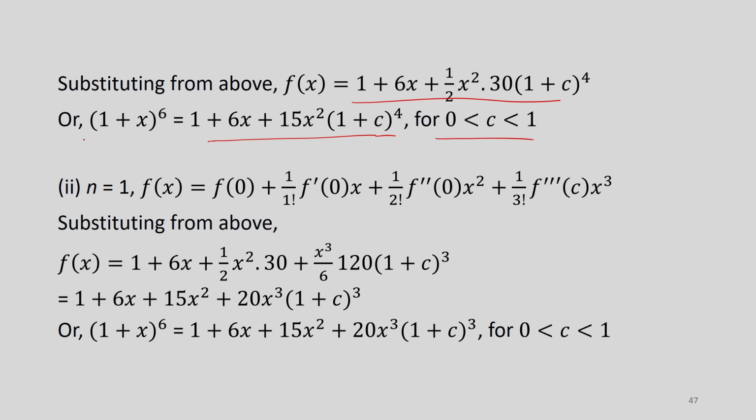And just remember that on the left hand side I have f of x. What is f of x? f of x is equal to (1 plus x) to the power 6. So, this is the answer. So, (1 plus x) to the power 6 is equal to 1 plus 6x plus 15x square multiplied by (1 plus c) to the power 4 for some c lying between 0 and 1. This is the value of the function.